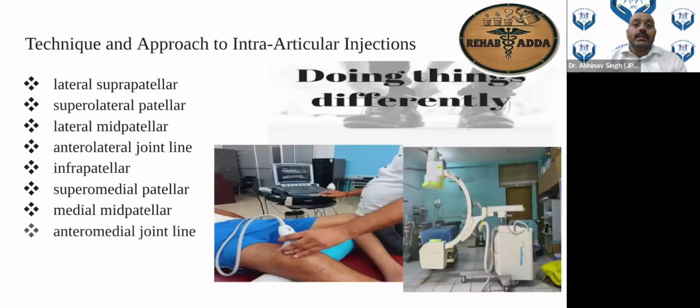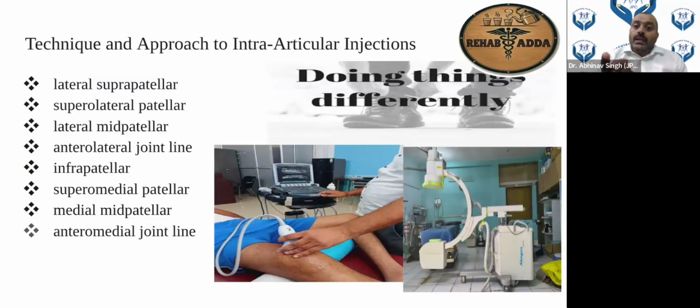So what is the technique and approach to intra-articular injections? Intra-articular, somewhere you have to reach the joint, that's it. You can do things differently. Now it can be lateral suprapatellar, superolateral patellar, lateral mid patellar, anterolateral joint line, infrapatellar, superomedial, medial mid patellar, anteromedial joint line. 8, 9, 10 types are there. It all depends on the anatomy of the knee at the time when you are doing the intervention.